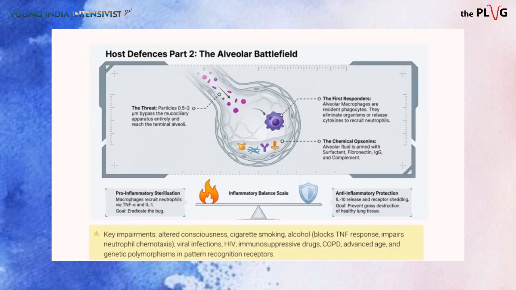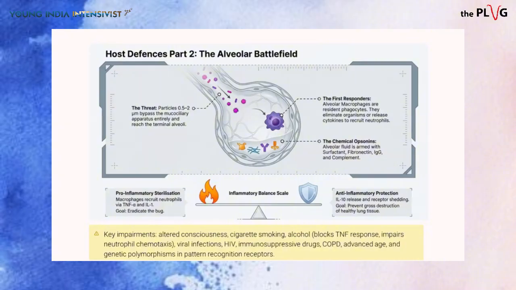When an organism enters the lung, there is always an inflammatory response. But we have to consider the inflammatory balance scale. On one hand, we have pro-inflammatory sterilization, like macrophage recruitment of neutrophils via TNF-alpha and IL-1, to eradicate the bug. At the same time, there is anti-inflammatory protection from IL-10 release and receptor shedding. The goal of that is to prevent gross destruction of healthy lung tissue.